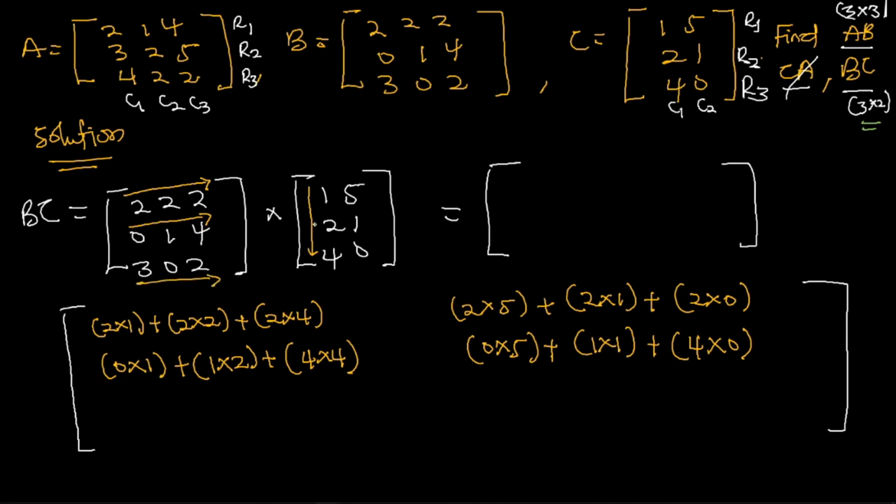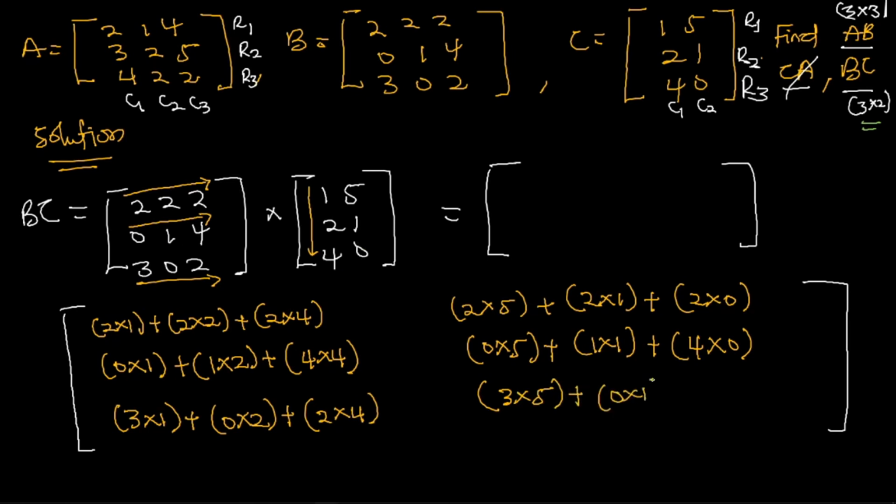Now we come to the last one. So we use the last row against the first column. So it's going to be 3 multiplied by 1 plus 0 multiplied by 2, then plus the 2 multiplied by 4. Then we have the same row against the second column over here. So we are going to have 3 multiplied by 5, then plus 0 multiplied by 1, then plus 2 multiplied by 0.